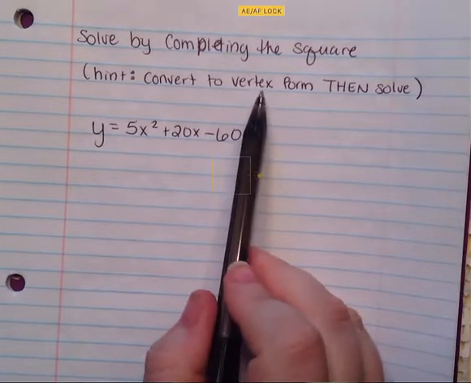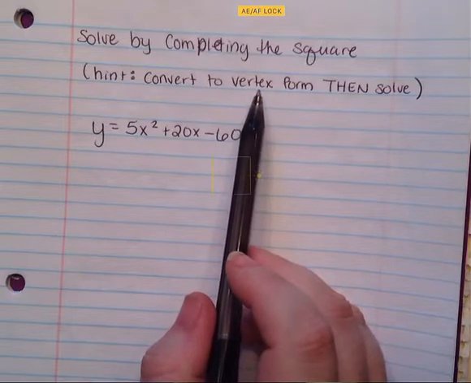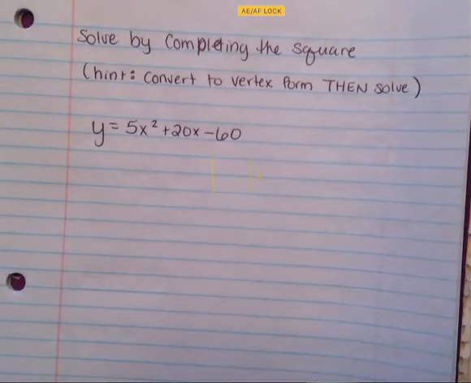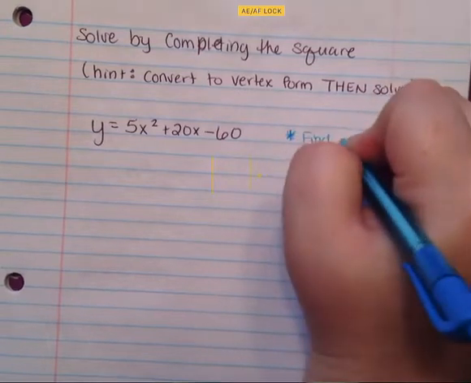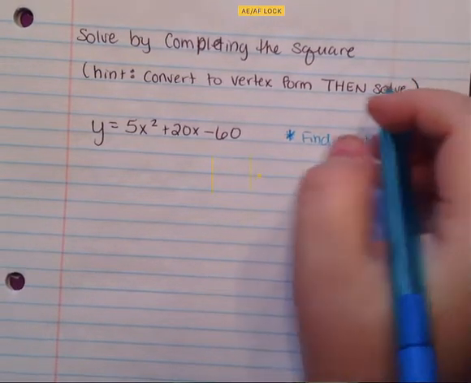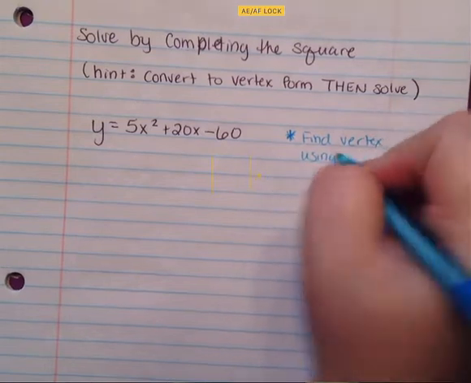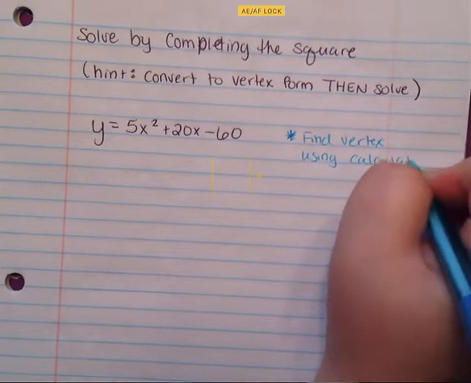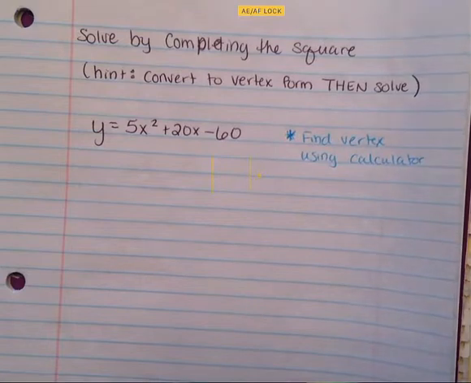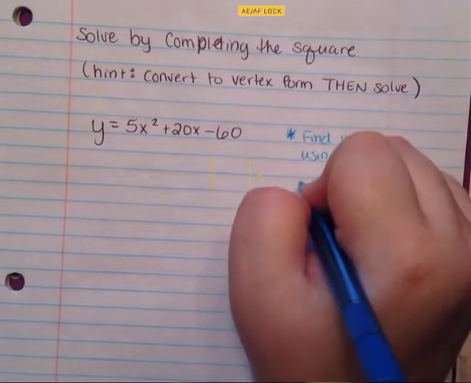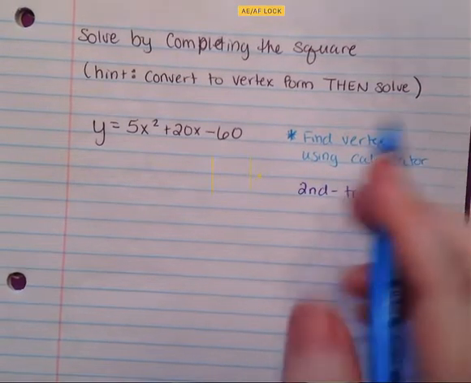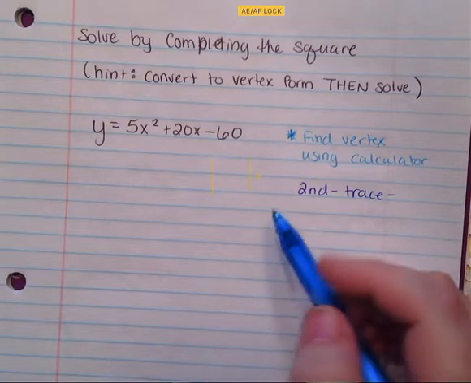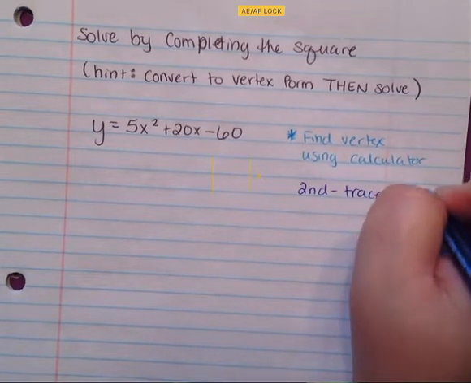However, converting to vertex form does not need to be done algebraically. In fact, you can just find the vertex using your calculator. So my note here is going to be: find the vertex using your calculator. And to do that, you press in your calculator second, trace, and we're not finding an intersection, we're finding the vertex, which is either your minimum or your maximum. So it'll be min or max.